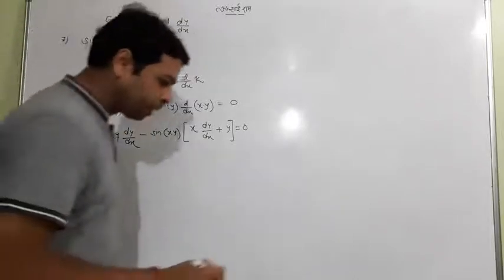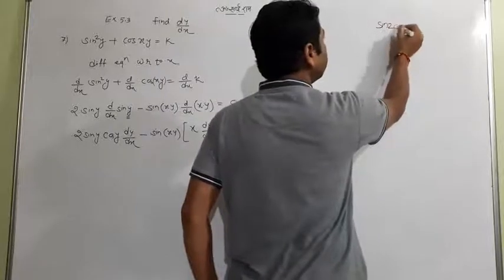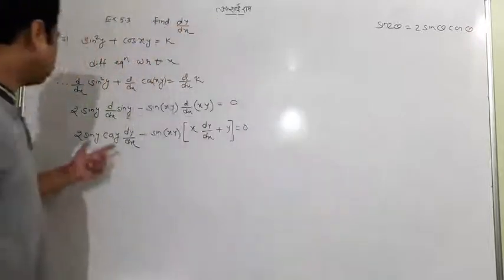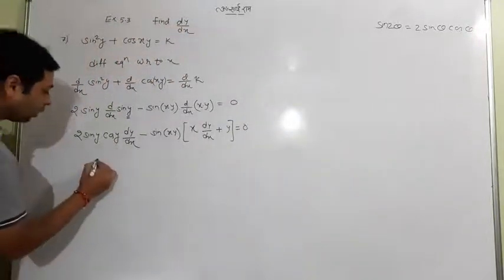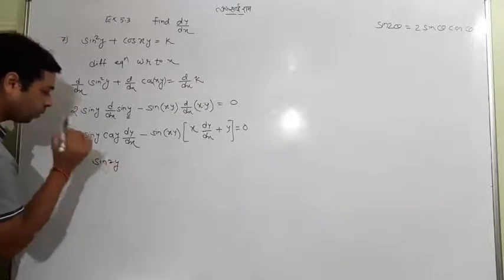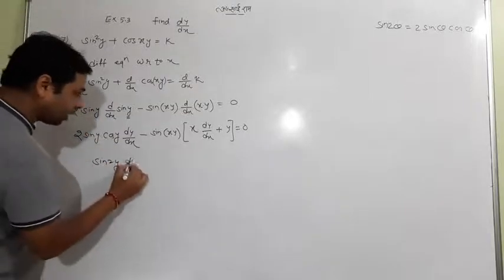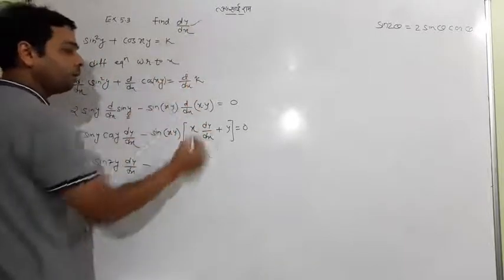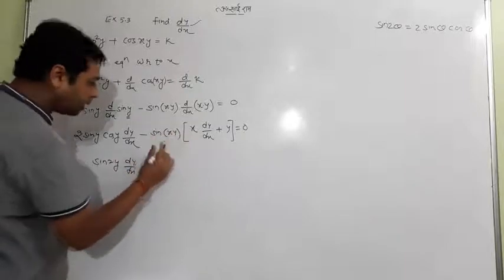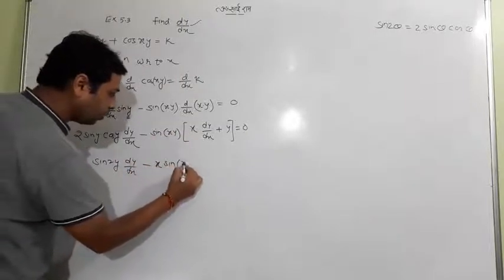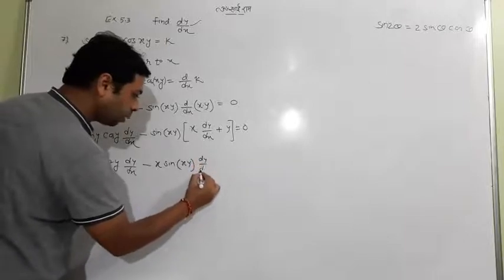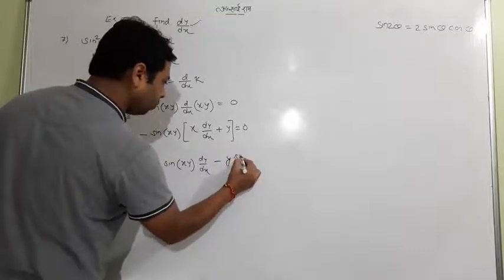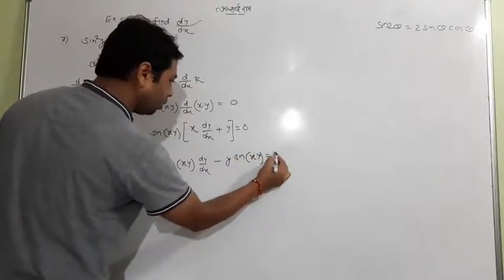You know the formula sine 2 theta: sine 2 theta is equal to 2 sine theta cos theta. By this formula, 2 sine y cos y you can write as sine 2y, and dy by dx as it is. You multiply that inside because you want to find the value of dy by dx. So you multiply these two: x into sine xy dy by dx, minus, and plus minus, and these two will be y into sine xy is equal to 0.